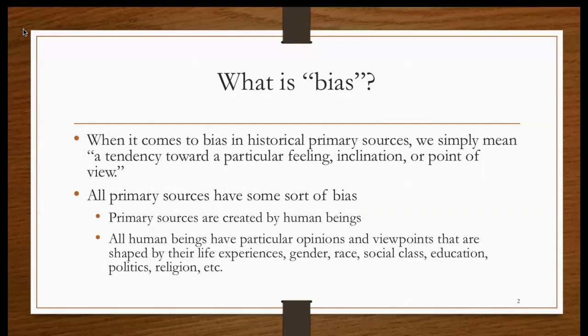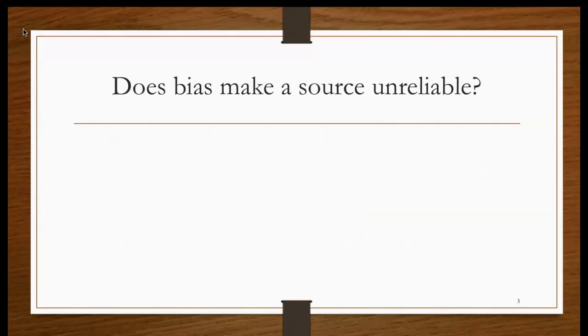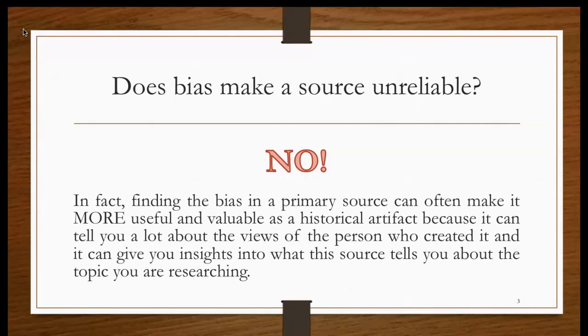Now, we also have to ask the question, well, does a bias make a source unreliable? And again, for the purposes of historical primary sources, the answer to this question is absolutely not. In fact, finding the bias in a primary source can often make it more useful and valuable as a historical artifact because it can tell you a lot about the views of the person who created it, and it can give you insight into what this source tells you about the topic you are researching.